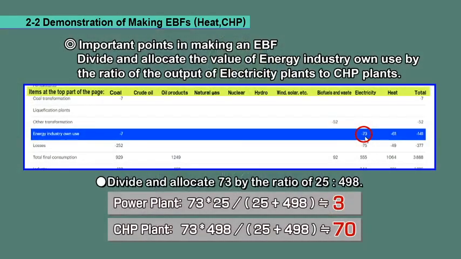We have so far seen how to make an EBF that includes heat plants and CHPs. The key is the allocation of energy industry own use. Specifically, to allocate the value of energy industry own use according to the ratio of electricity output of electricity plants and CHP plants. Other steps are the same as in the standard case.